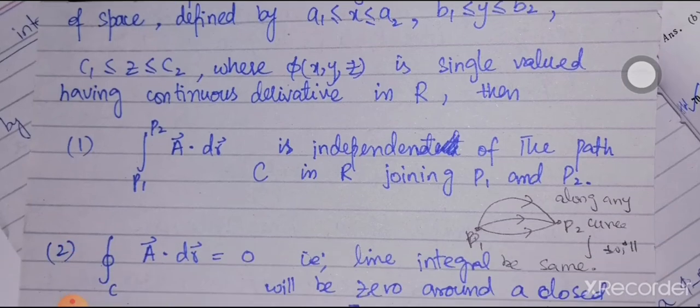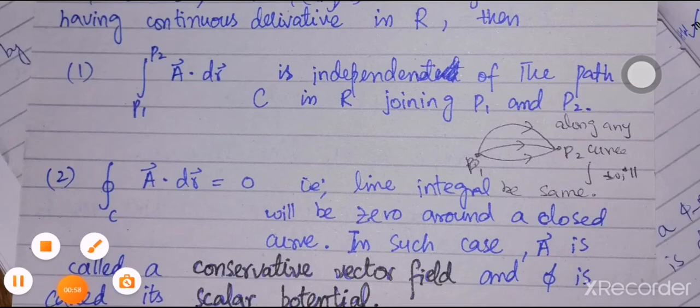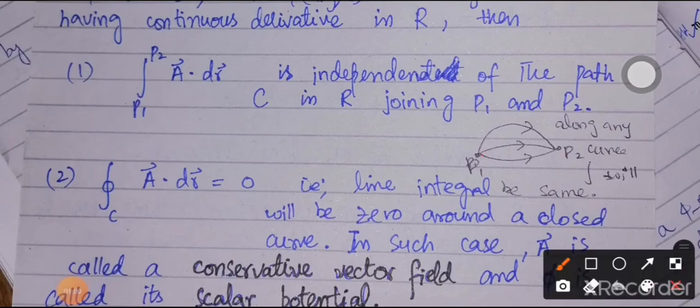So clearly we are having 2 points p1 and p2, and we can join these 2 points in any way. If we are joining these points by the curve c1 or c2 or c3, when we calculate the integral from p1 to p2 of A dot dr, it is independent of the path. That is, if I calculate along c1 or c2 or c3, the final answer will be the same in all the three cases. The second part is saying that the closed integral of A dot dr is equal to 0. That is, the line integral will be 0 around a closed curve.